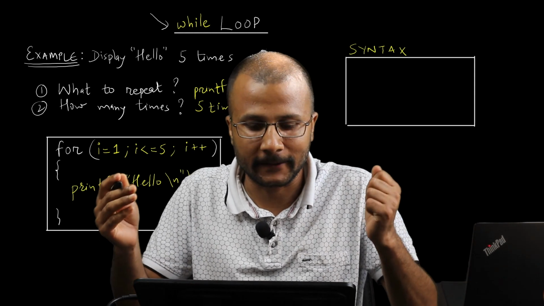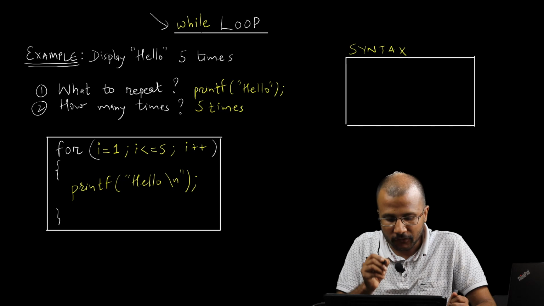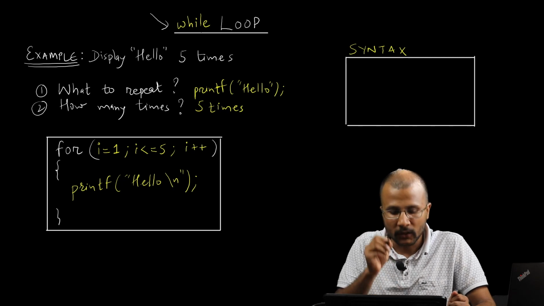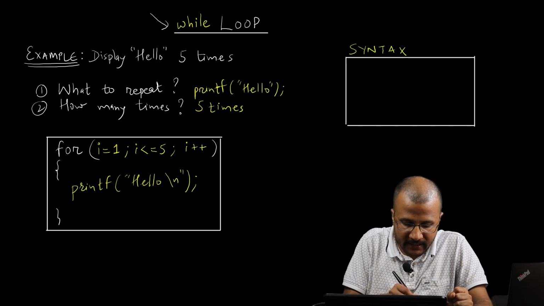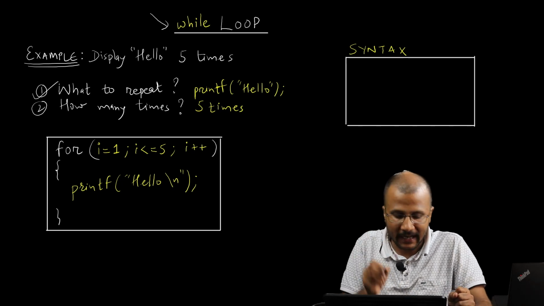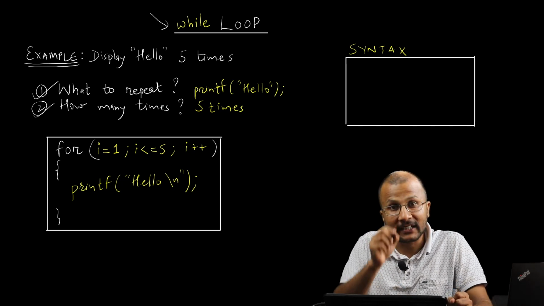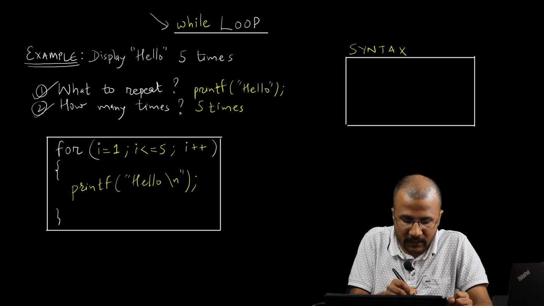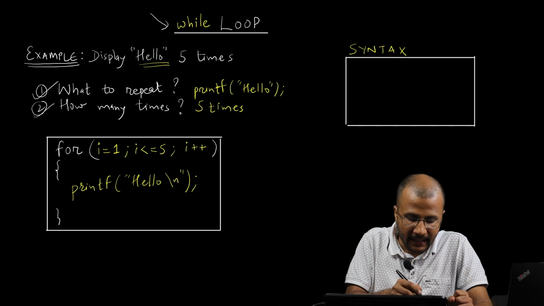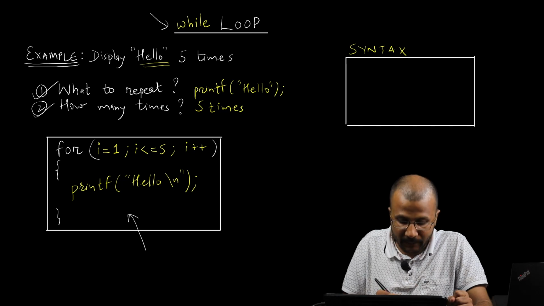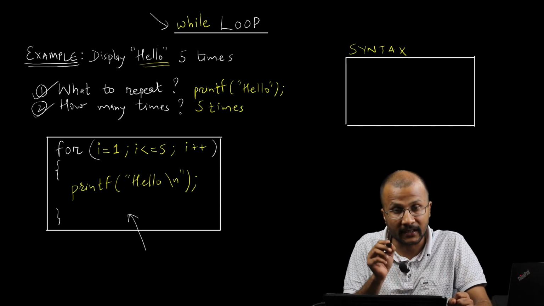So let's get started. First, let's start from what we know. We need to know two things to actually write a loop. The first one is what is to be repeated, and the next question is how many times to repeat. So let's say we would like to display the message hello on the screen 5 times. This is the code for doing the same using a for loop, which we have already discussed.